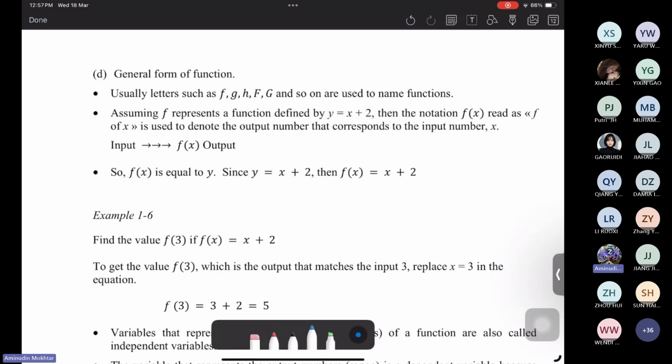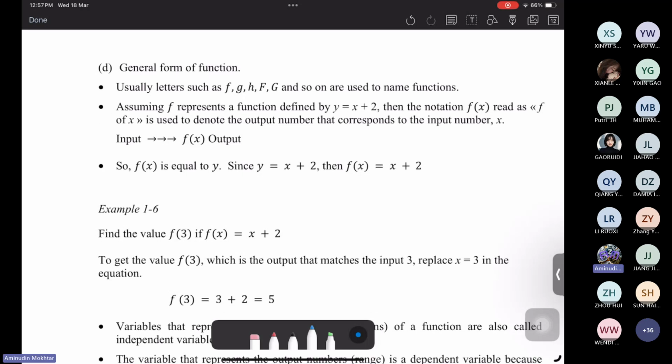Okay, the general form of function: usually letters such as f, g, h, and so on can be used to name the function. Normally, I use f or y, depending on the situation. Assuming f represents the function defined by y equals x plus 2, then we have the notation f(x) here.